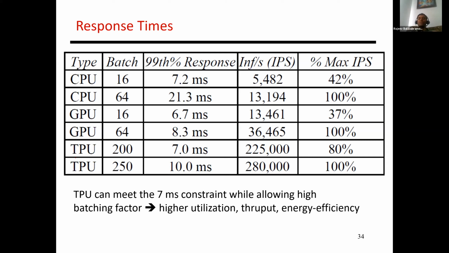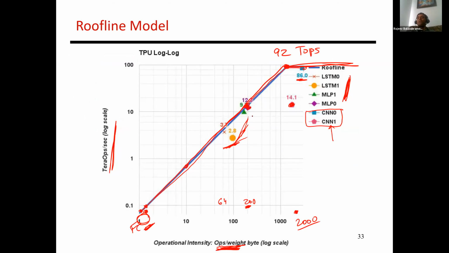And so they basically said that for one of their workloads, they were able to go to a batch size of 200 while still meeting the 7 millisecond constraint, right? And with that, they were able to come within 80% of their peak throughput, right? So this kind of explains why they stopped over here. Why did they stop here? Why not do a batching factor that goes more than 200? It's because when they did a batching of more than 200, they were not able to meet that 7 millisecond deadline. And so they had to stop there. And so they were kind of memory bound, and they were not able to reach this maximum throughput of 92 teraops per second. Okay, so I hope that gives you some insight, right?